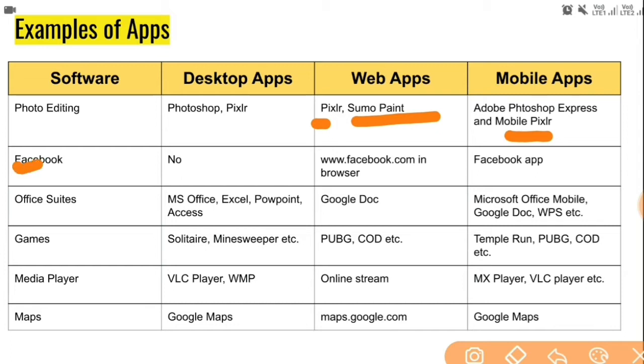Now the next one is Facebook. Facebook is a vastly used social media site. It does not have any desktop app, but you can use it in the browser because it is a web app, it is just a website. So for using the website you can use any web browser. For using Facebook on the desktop we require a web browser.